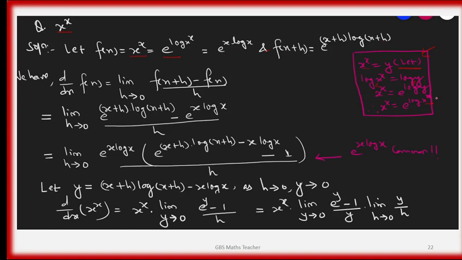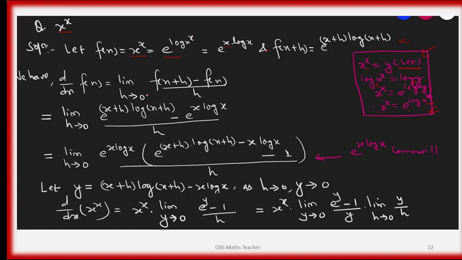So x to the power x equals e to the power log x to the power x, which can be written as e to the power x times log x, using the log property that the power comes in as a coefficient. So f(x) = x^x = e^(x log x), and f(x+h) = e^((x+h) log(x+h)). This is the second part. We know the derivative of f(x) is the limit as h tends to 0 of [f(x+h) − f(x)]/h.